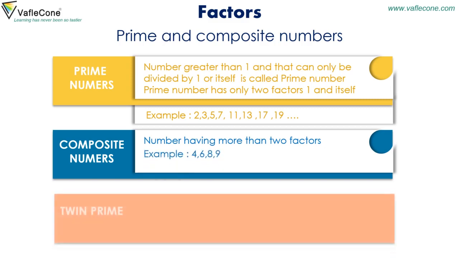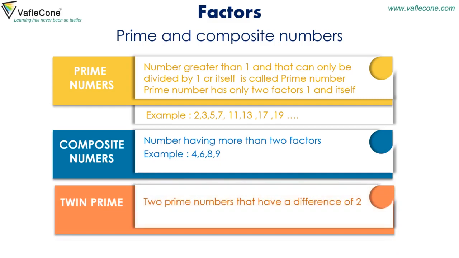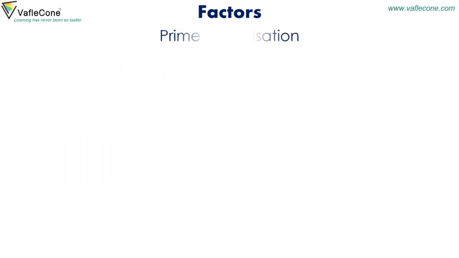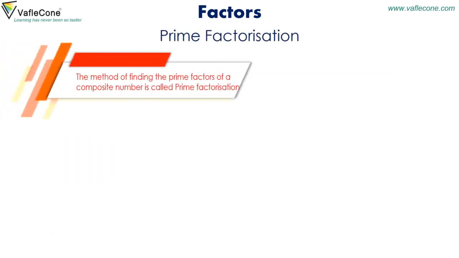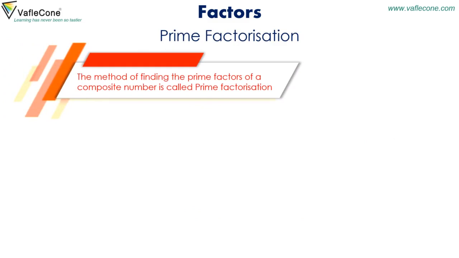Twin primes. Two prime numbers that have a difference of 2. For example 3 and 5, 5 and 7, and 11 and 13. Prime factorization. The method of finding the prime factors of a composite number is called prime factorization.